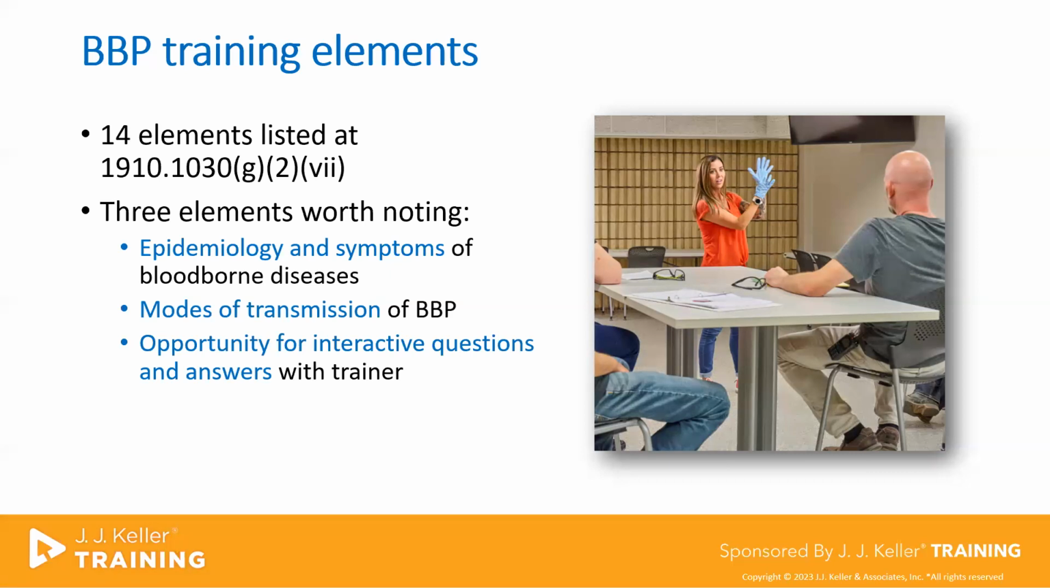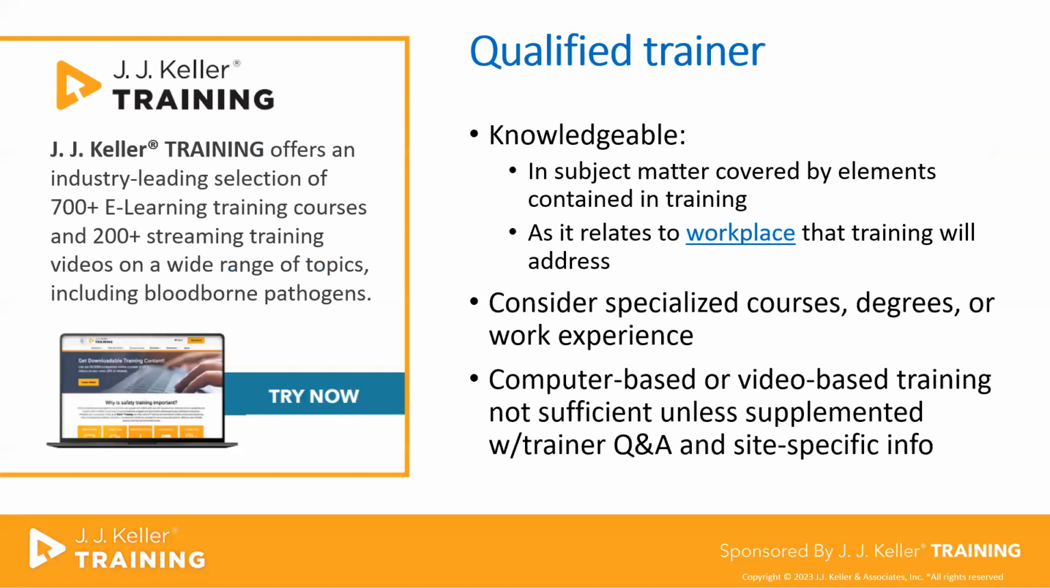During training, it's critical that trainees have an opportunity to ask questions and receive answers where material is unfamiliar. Trainees must have direct access to a qualified trainer during training, but the trainer doesn't need to be in the room. Trainees can simply have direct access to a trainer by way of a phone hotline. Email is not considered direct access unless the trainer is available to answer emailed questions at the time the questions arise. You'll need a trainer that's knowledgeable in the subjects covered by the 14 training elements.